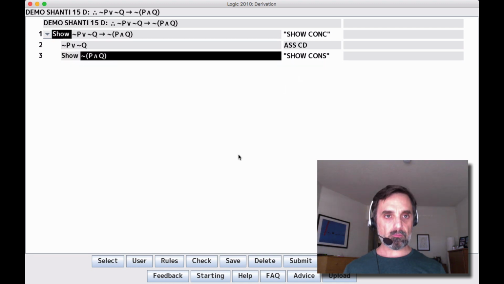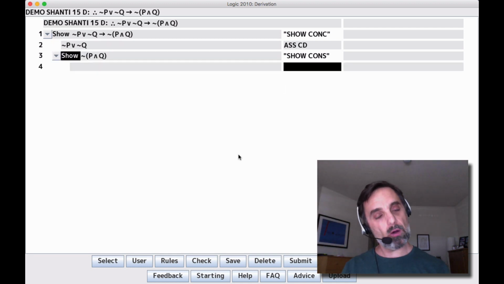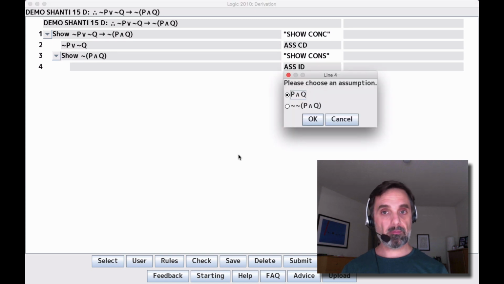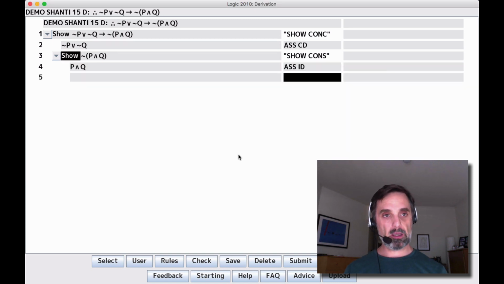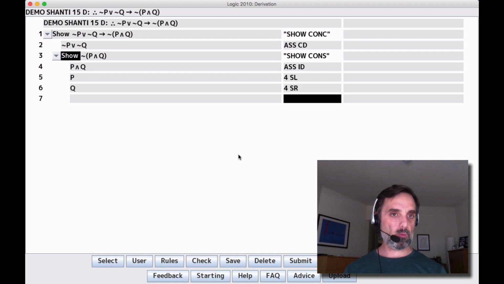So good. Now, let's make another assumption. Are we trying to show a conditional? No, so we cannot do assume CD. So we have to do assume ID. So let's do assume ID. Okay, so now we have P and Q. So let's split that up. We have P and Q.